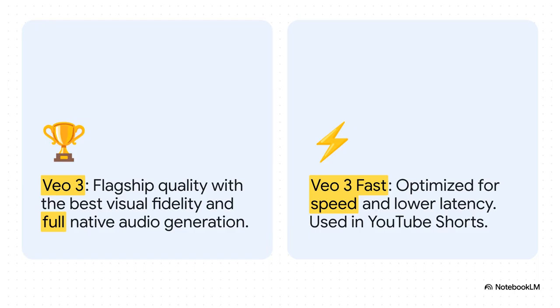You've got the flagship Veo 3, which is for the absolute highest quality results with that full audio, but then there's also Veo 3 Fast, which is optimized for speed over pure quality, making it absolutely perfect for quick clips in places like YouTube Shorts.